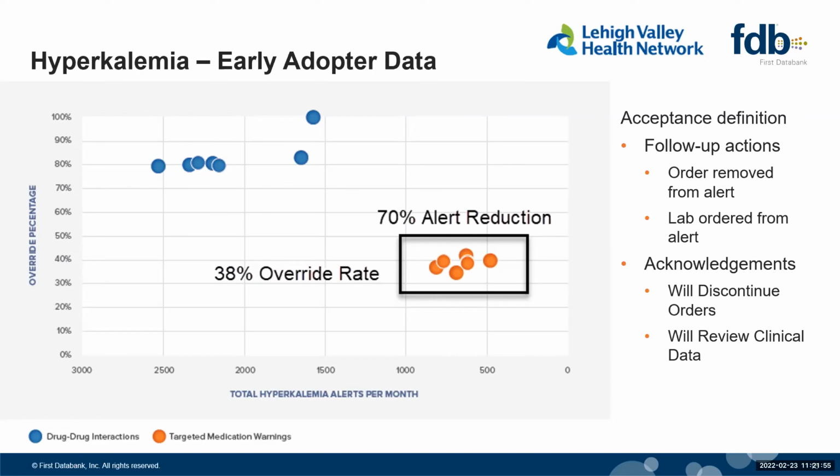You can see the override rate increasing on the left. And then you can see the number of alerts increasing going to left. And so the orange dots are the monthly averages for the new targeted alert. And so what you can see is that we've been able to reduce the volume significantly, which is very exciting. But even more importantly, we've increased the acceptance rate. It's the inverse of the override rate. It's common for folks to report things as an override rate, especially in the Epic channel.